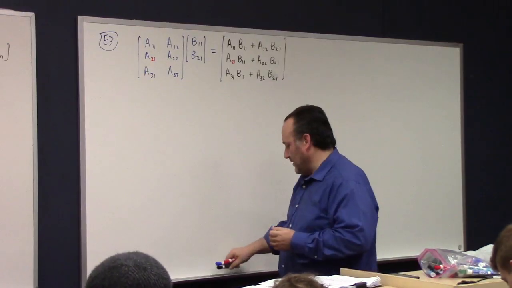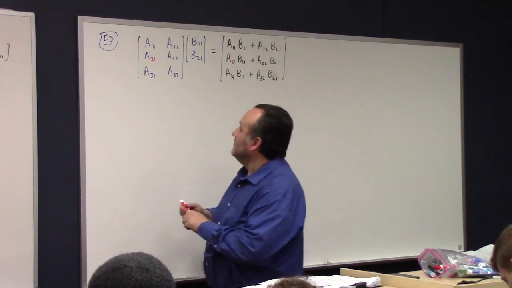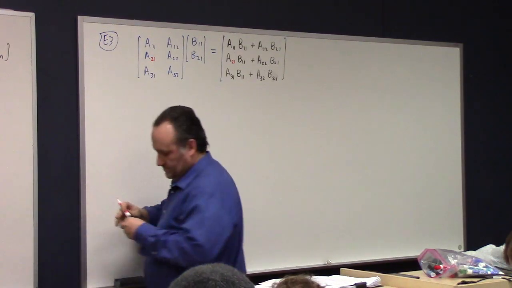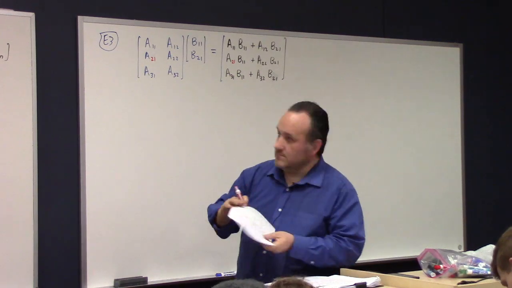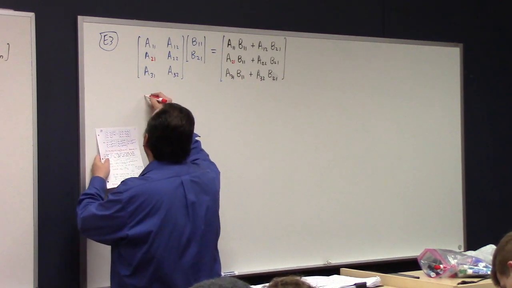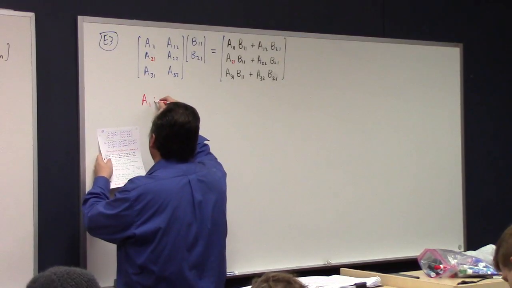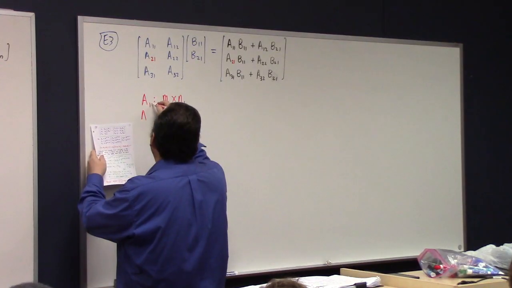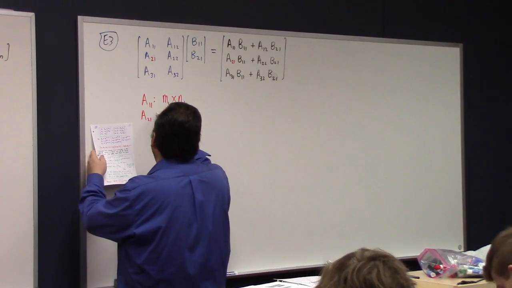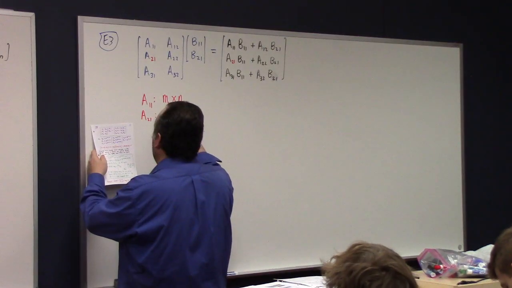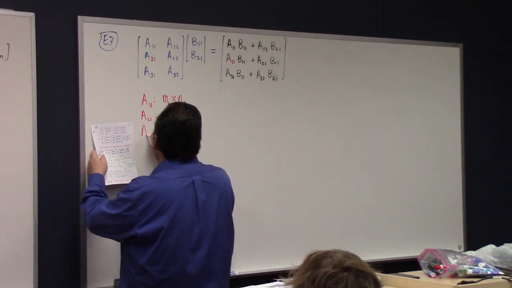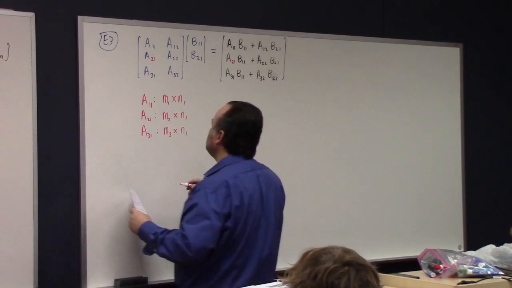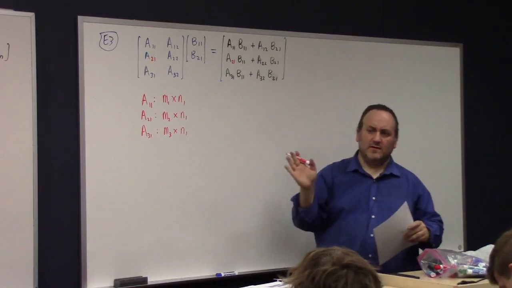Okay. So we could say something like, here's a possible way of running this down. A1 should be M1 by N1. A11, A21, it should be M2 by N1. A31 should be M3 by N1. Do you see why they have to have the same N1?